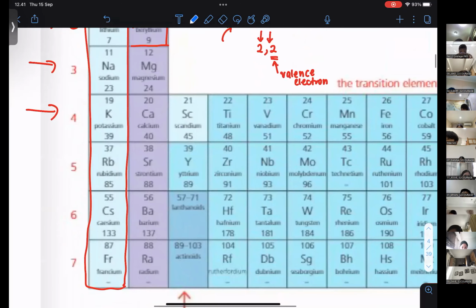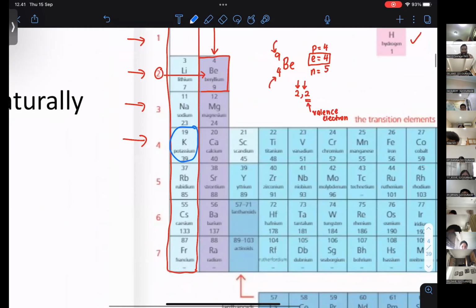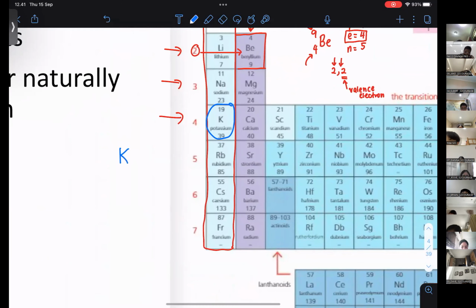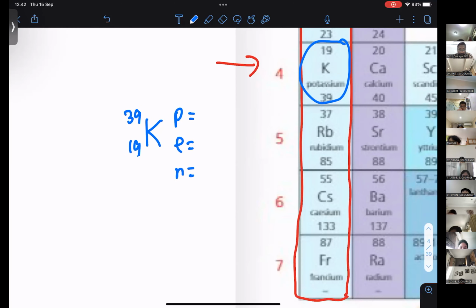So let's see. I'm going to select, for example, potassium. When I write it in the form of a symbol, I will write K, and then 19 and 39. And if I write down PEN, let's call some people over here. Kimberly, can you tell me what is the number of protons? 19. Okay, the number of protons is going to be 19, so I will just write 19 over there. Now, Kimberly, can you tell me also the electron and neutron? Electron, how many? Also 19. So 19 must be the same. How about the neutron? 20. You find the difference.